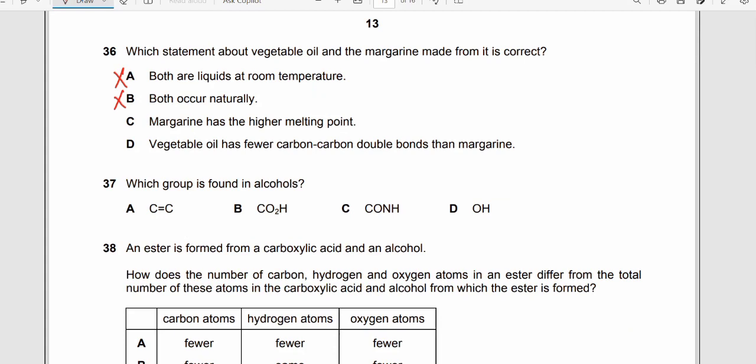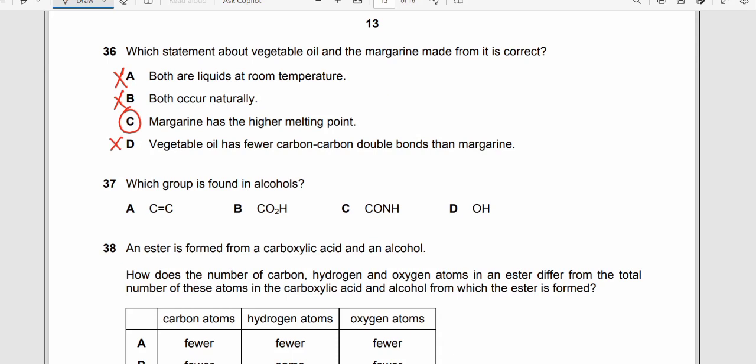But margarine has more, and vegetable oil has fewer carbon-carbon double bonds. So it doesn't mean that to us. Okay, it is not correct. So margarine has the higher melting point. It's okay.